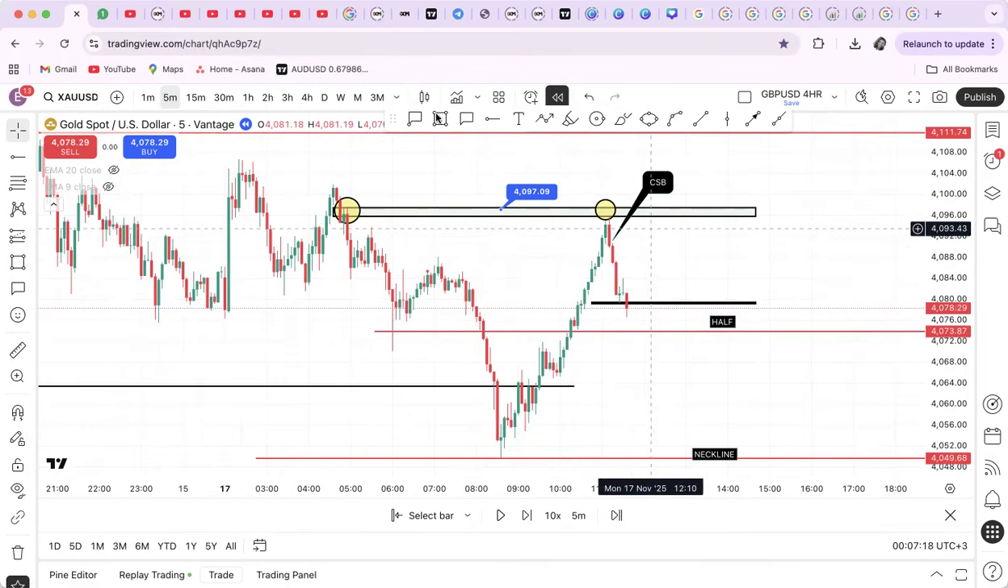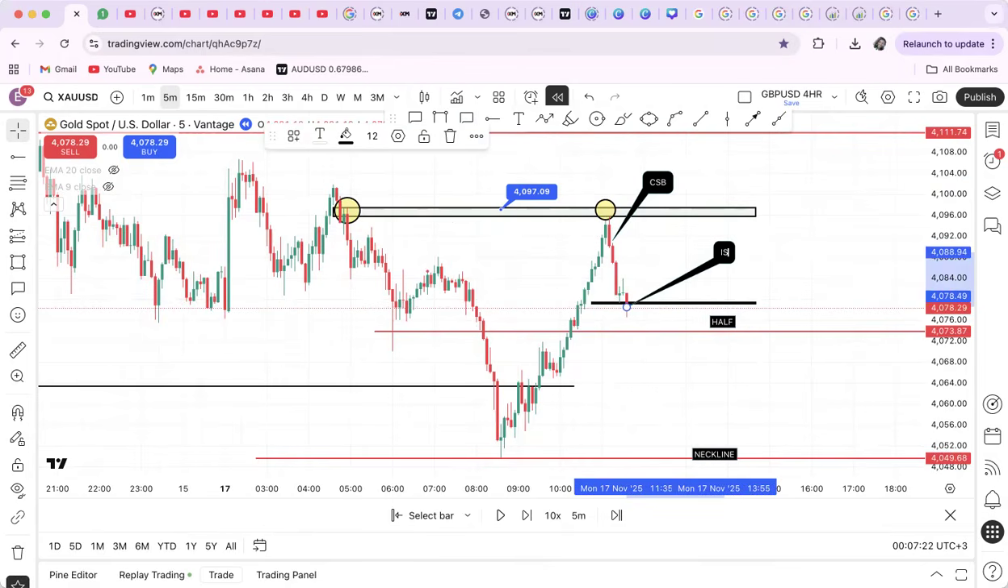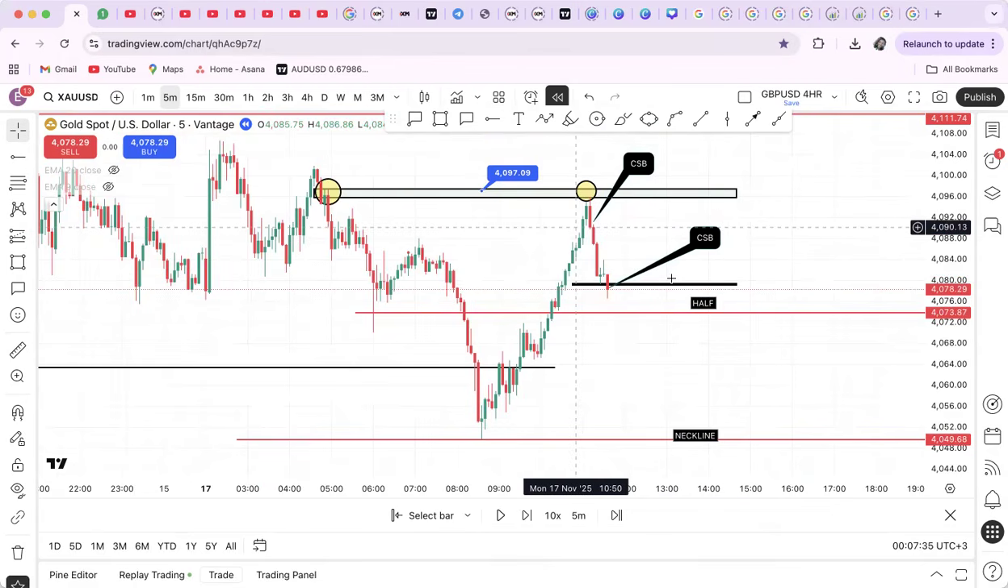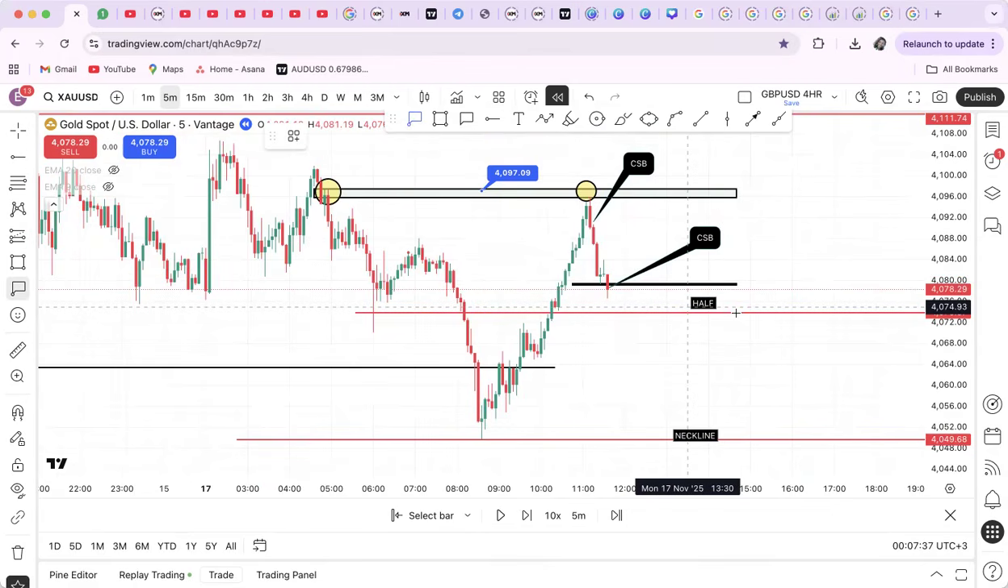So we have our current support break, and now it is saying we are selling, we are good to go. The market has given us our current support break. So you can target take profit one on the half, or you can target the neckline. It's the way you will decide.